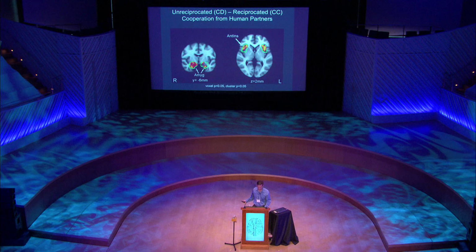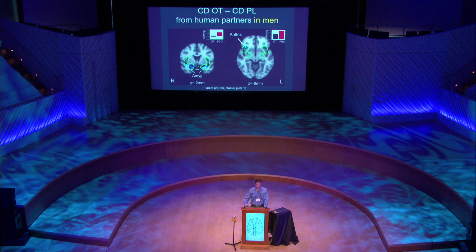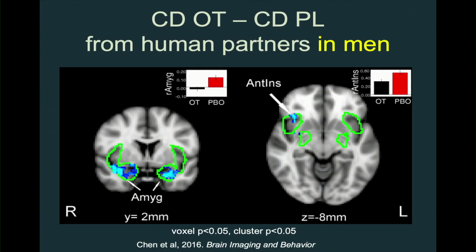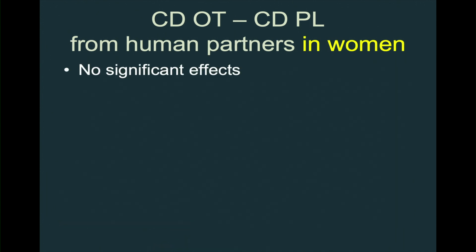And so it's interesting that in men, intranasal oxytocin attenuates that response. So it decreases their response to unreciprocated cooperation in both the insula and the amygdala. And that raises the possibility that oxytocin is rendering these negative social interactions less stressful or less anxiety-provoking. And then once again, we see sex differences. So in women, this time we find no effect of oxytocin on the response to unreciprocated cooperation.